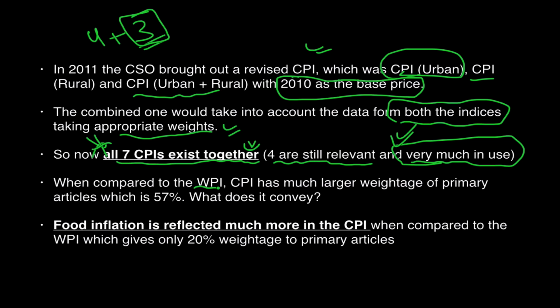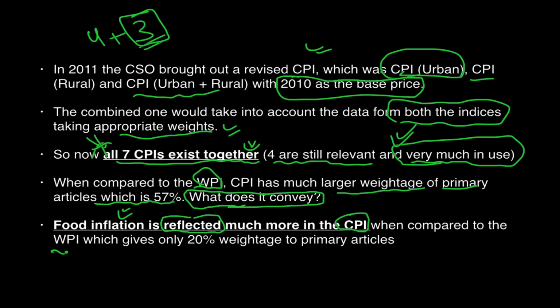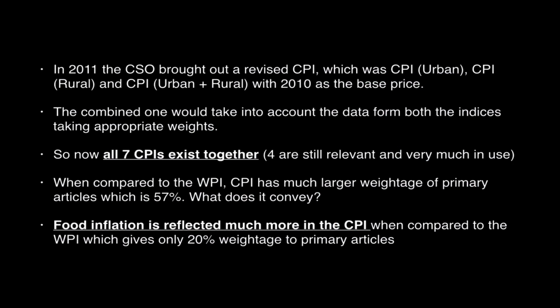Now when compared to WPI, CPI has much larger weightage of primary articles, which is 57%. What does it convey? This can be asked in assertion reason also. So food inflation, again I am repeating, food inflation is reflected much more in CPI, while it is not reflected in WPI, because WPI just gave 20% weightage to primary articles. So I hope it is clear now. It is extremely critical information. The entire video is very high yield.